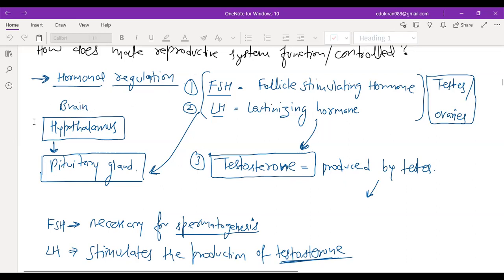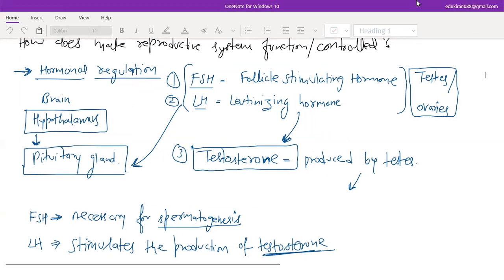So in the brain, there is a structure called the hypothalamus, correct? Yeah. And the hypothalamus, as you know, secretes hormones to give signal to the pituitary. The pituitary gland is below the hypothalamus. They are both in the brain. The pituitary gland is called the master gland. Remember, it has two lobes: anterior pituitary and posterior pituitary. All of this is given in chemical control and coordination.